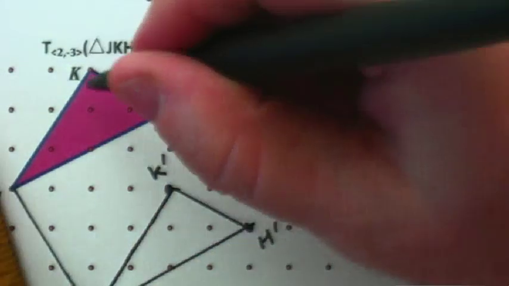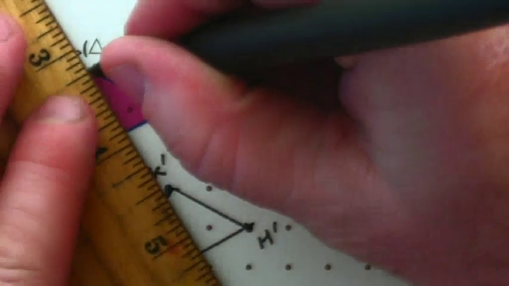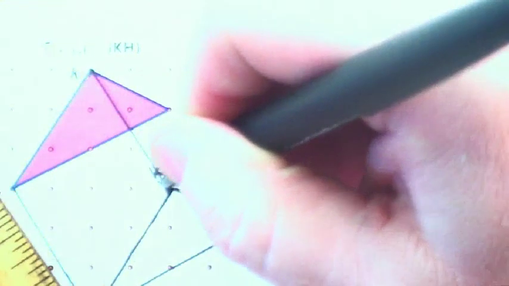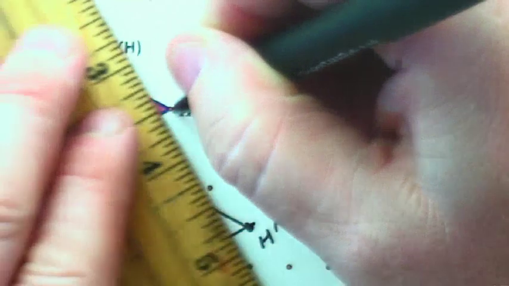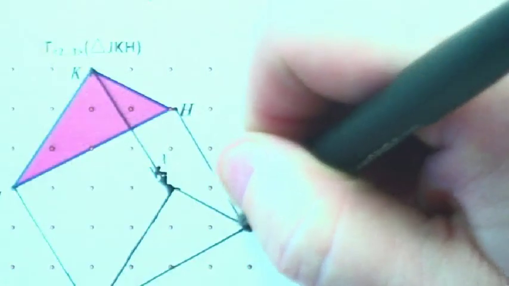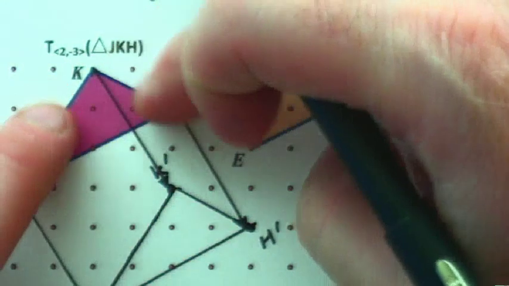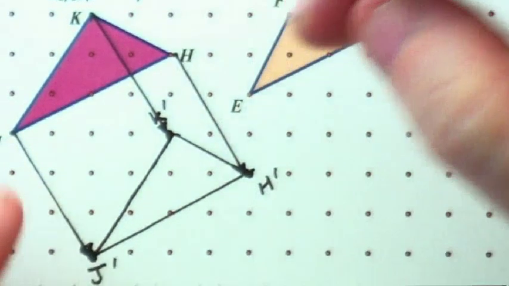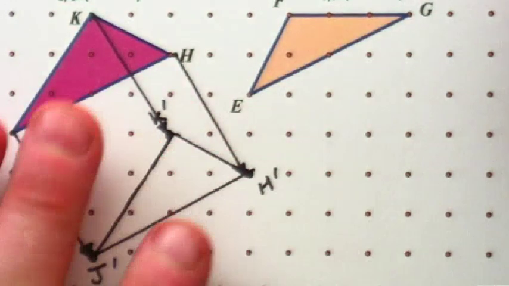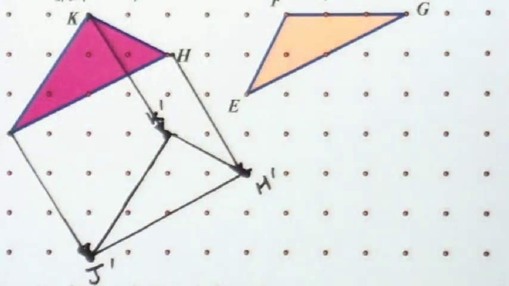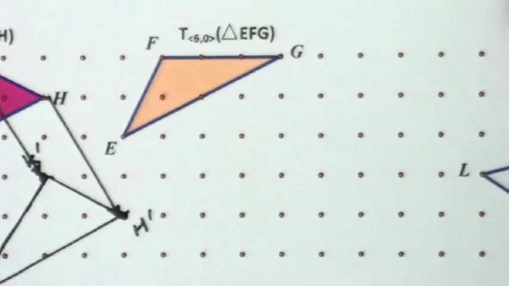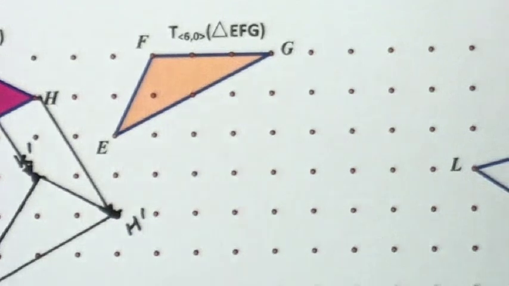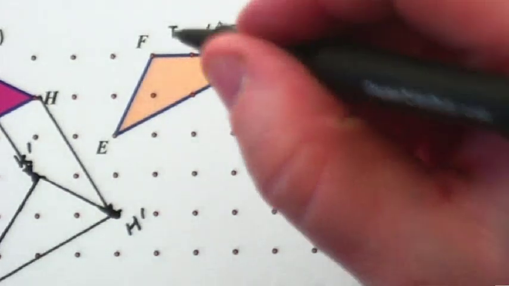Now one thing I want to show you is that K moved in that same vector. And so did H, of course. Everything moves in that same vector direction. And you'll notice everything is parallel and everything lines up nicely. Let's do another one here. This one is just 6 comma 0.